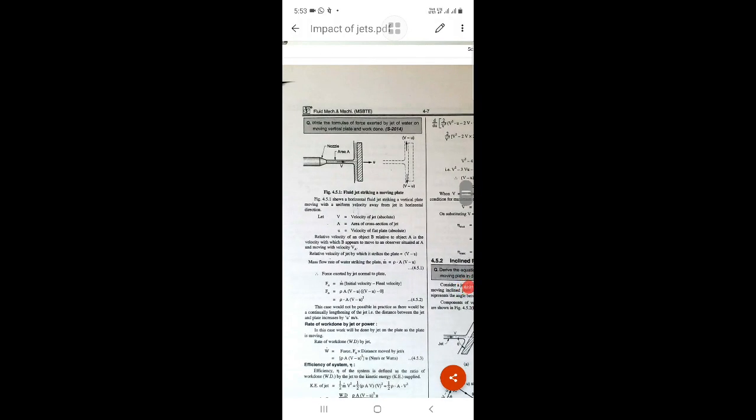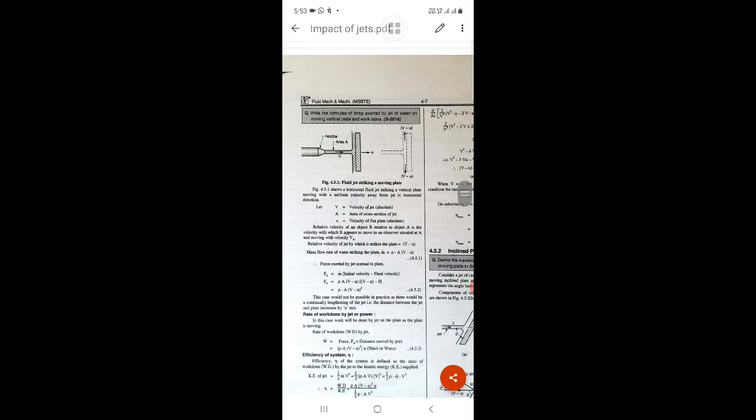So let's see, the figure shows fluid striking on a vertical moving plate with uniform velocity in the direction of the jet. V is the velocity of the jet, A is the cross-section area of the jet, and U is the velocity of the flat blade. The relative velocity of the jet when striking on the plate is V minus U. After that, the mass flow rate of water striking on the plate is rho A (V minus U).